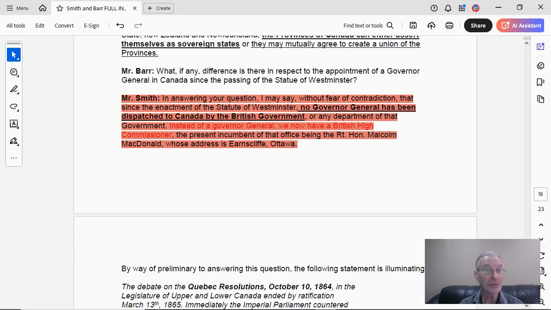Mr. Smith, in answering your question, I may say, without fear of contradiction, that since the enactment of the Statute of Westminster, no Governor General has been dispatched to Canada by the British government or any department of that government. Instead of a Governor General, we now have a British High Commissioner. The present incumbent of that office being the Right Honourable Malcolm MacDonald.